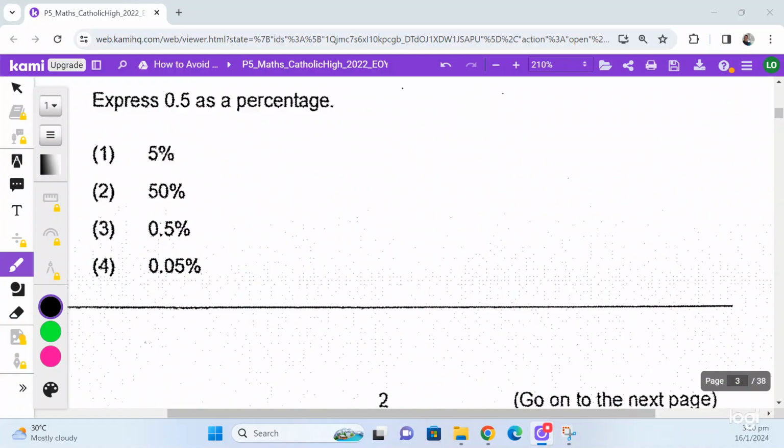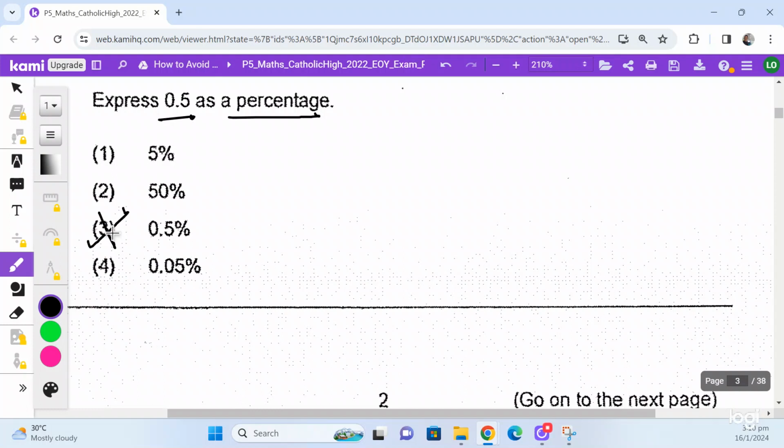If you look at this question, it says express 0.5 as a percentage. The first thing students may do is write 0.5%, because they just don't know how to change to percentage, so they put down 0.5 and that is the answer, and that's wrong.